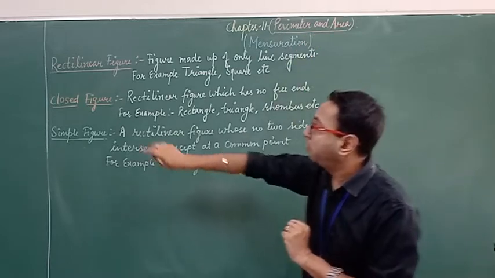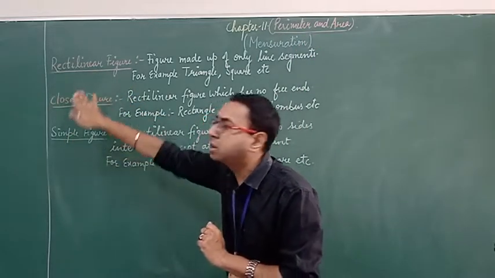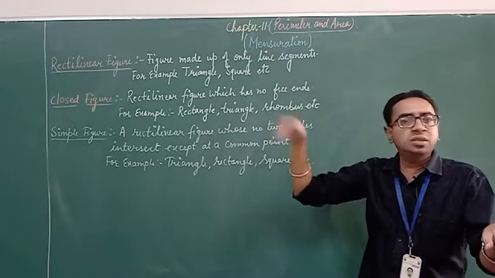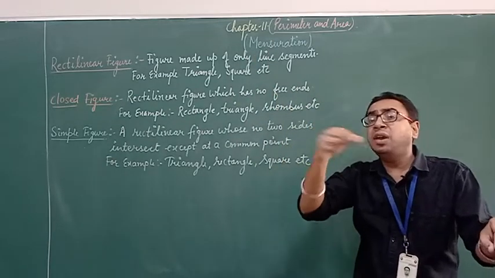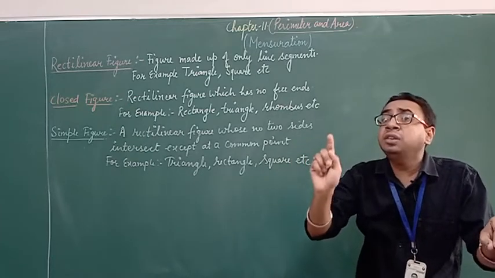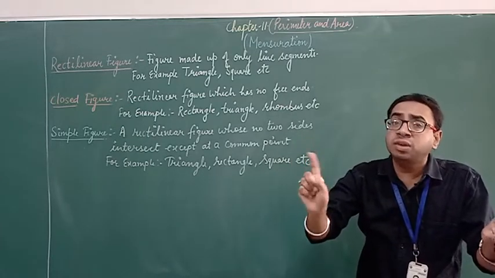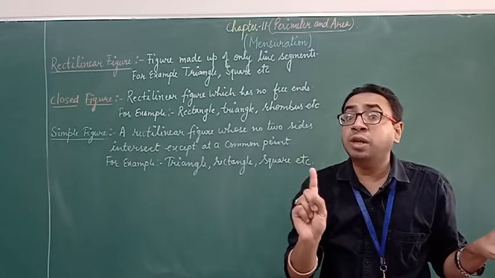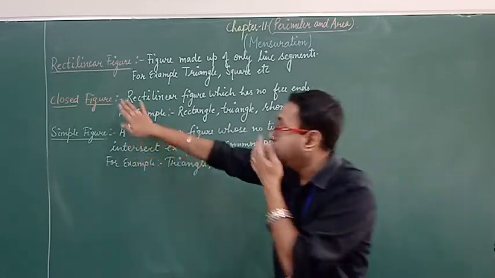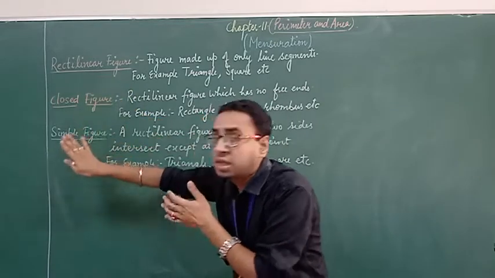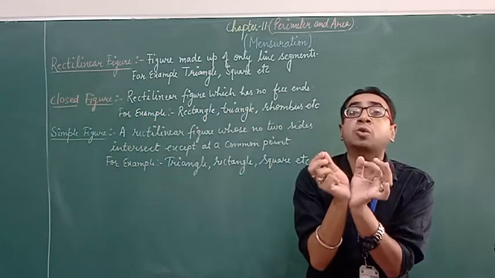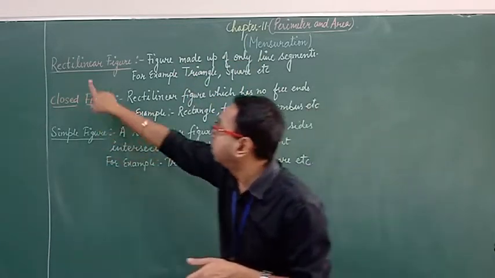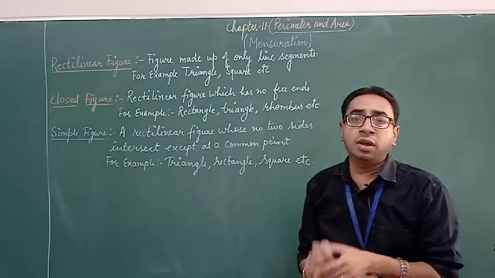Clear? Before that, we need to understand a few basic terminologies, that is, what figures we are going to consider in mensuration. Because it can be any random figure, but are the rules of measurement applicable on that particular figure? That is not quite possible. So we need to see at what figures, what definitions or concepts relate to mensuration. Clear? The very first definition is rectilinear figure.